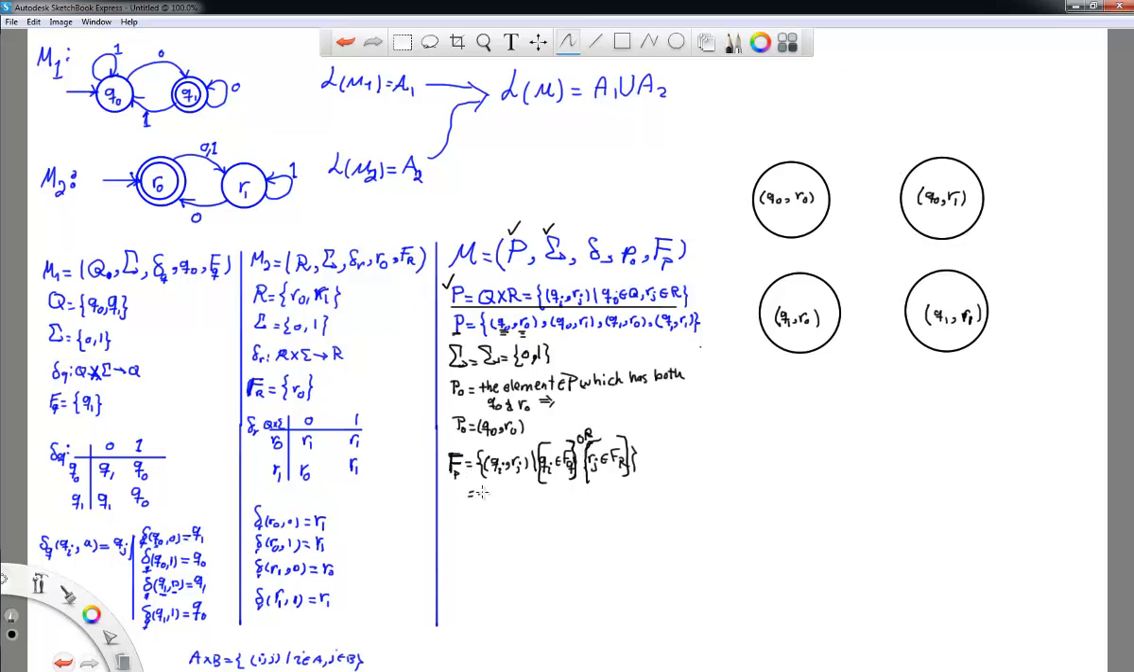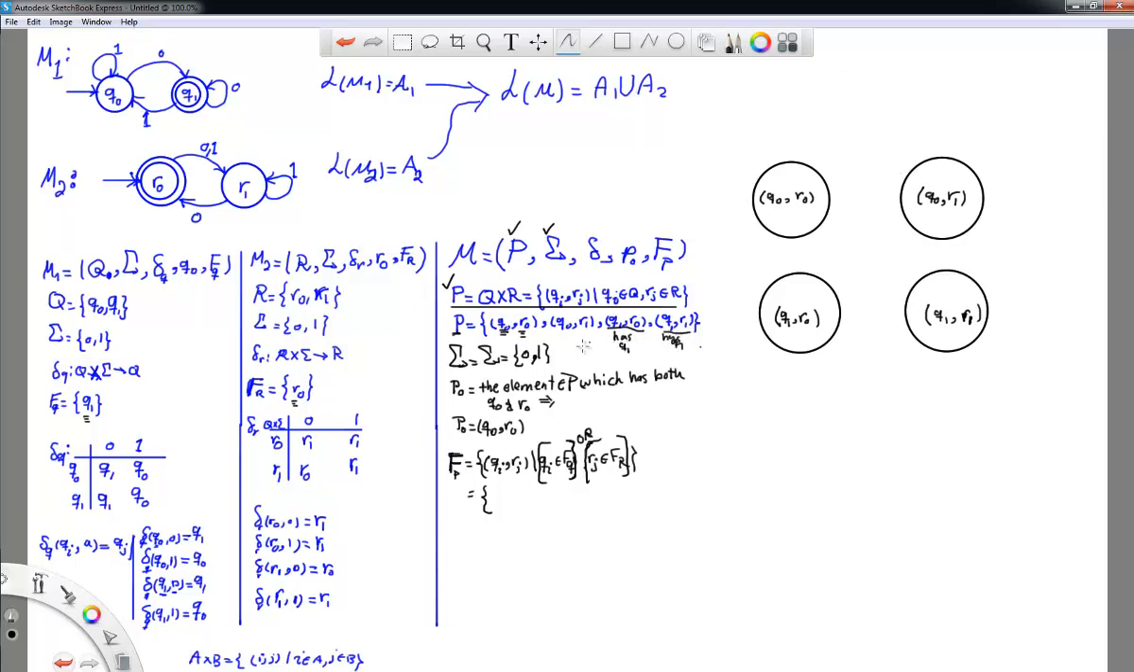Now, according to this definition, my accept state will be one that has either one of the accept states. Q sub 1 is the accept state for the first machine, and R sub 0 is the accept state for the second automaton. Therefore, the accept states are the ones that contain either Q sub 1 or R sub 0, or both. So let's see which ones contain Q sub 1. This one contains Q sub 1. This one has Q sub 1. And this one has Q sub 1.